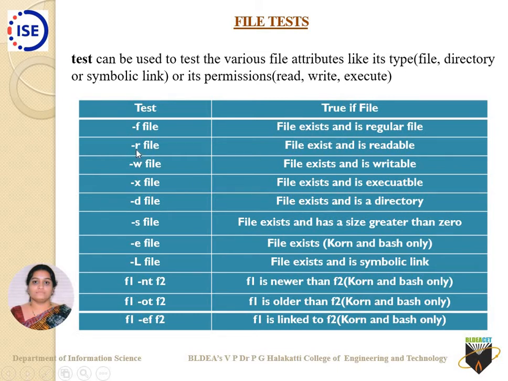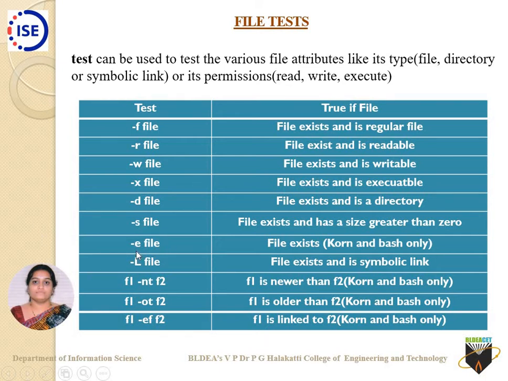If you use -r and the file name, it says that the file exists and is readable. If I use -w and give the file name, it will check that the file exists and is writable. -x and the file name says that the file exists and is executable. -d and a file name says that the file exists and is a directory. -s and the file name says the file exists and has a size greater than 0.